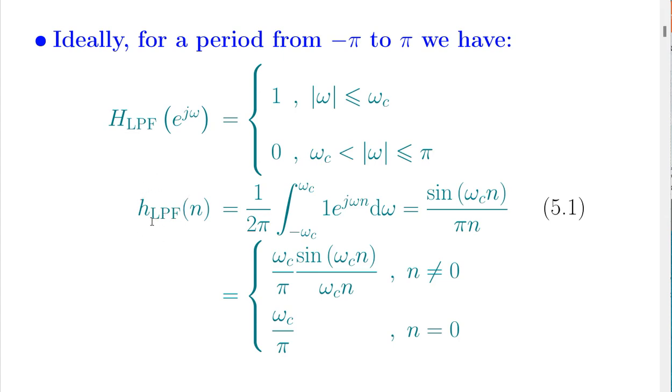In time domain, a low pass filter will be equal to 1 over 2 pi integration from minus omega c up to omega c, 1 times e to the power of j omega n d omega, which will be equal to a sinc. You see here the amplitude and the response. If n is equal to 0, the result will be omega c over pi. Otherwise, it will be omega c over pi times sine of omega c n over omega c n.